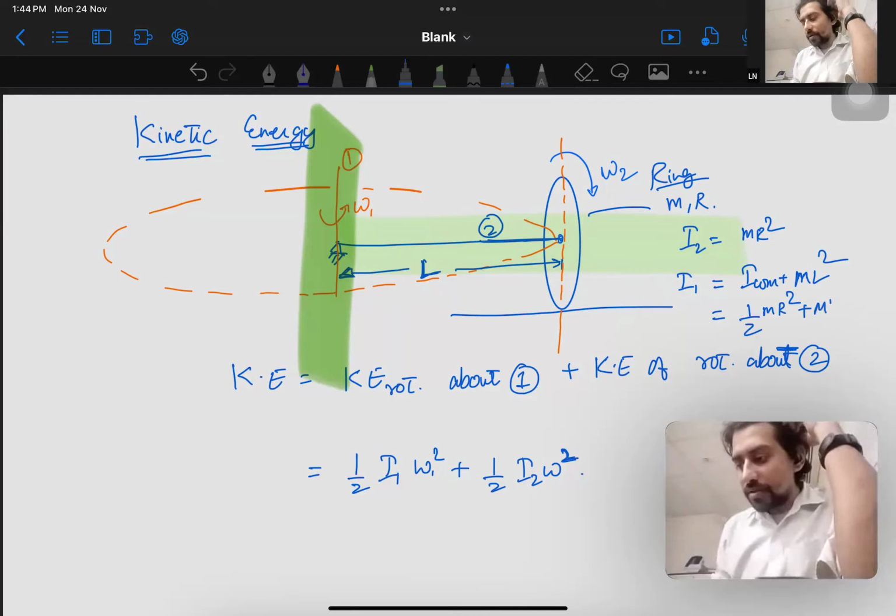Yeah, this is a very, very short principle. I hope this is clear. No doubts are there for this one.